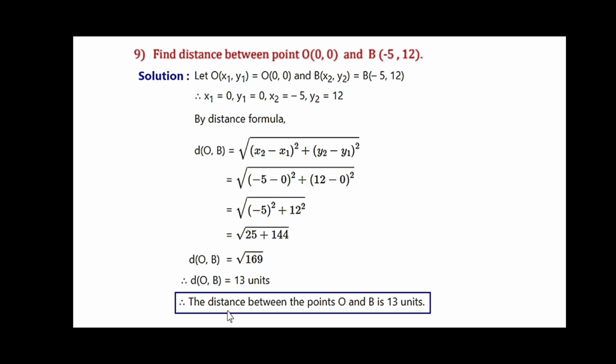So I can write in words: the distance between the point O and B is 13 units. We'll see the next problem.